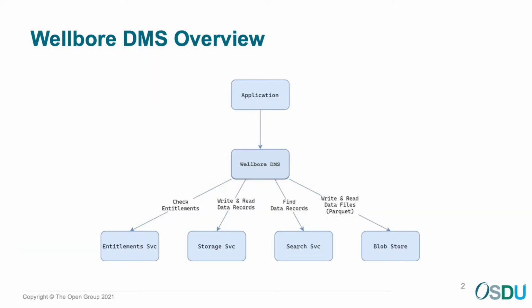It interacts with many OSDU core services. The Wellbore DMS checks access permissions via the entitlement service and can read and write records through the storage service. It uses the search service to find records and fetch them to your application. Finally, it uses blob storage to read and write source files in the Parquet format.